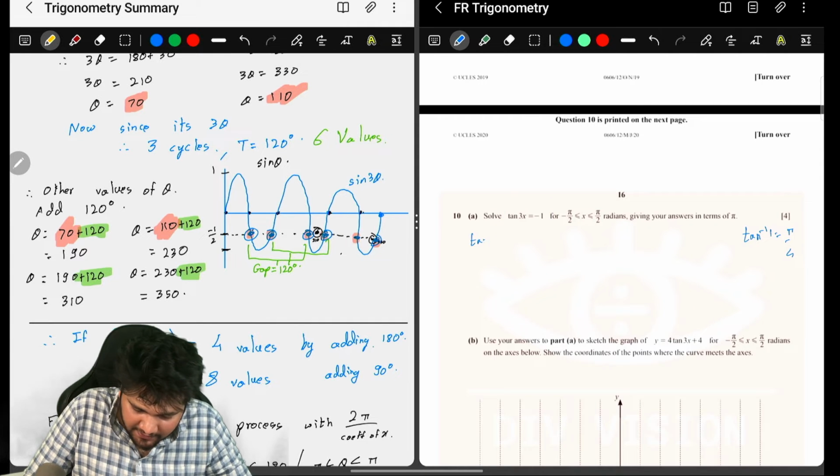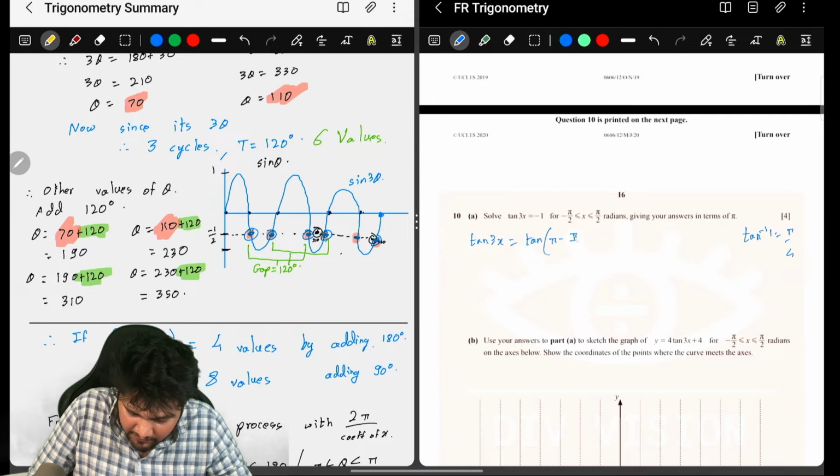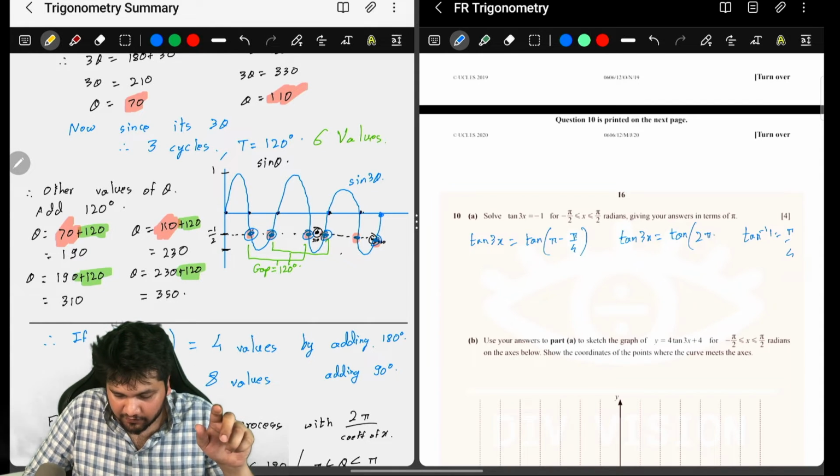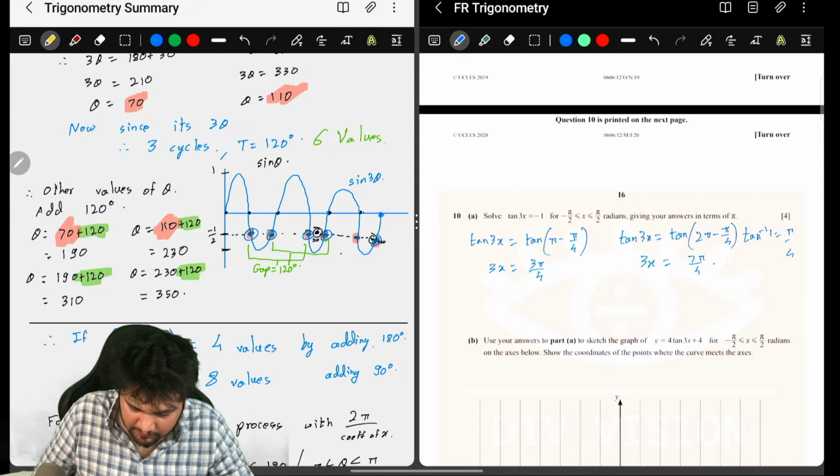Now once I take the first quadrant value, I know that it is minus 1. So we'll get tan 3x is equal to tan of, but tan is negative in the second and fourth quadrant. So it's going to be pi minus pi by 4. And also tan 3x is equal to tan of 2 pi minus pi by 4, fourth quadrant. So you'll get 3x is equal to 3 pi by 4, and here you will get 3x is equal to 7 pi by 4. Then x is equal to, you just divide, so you'll get pi by 4, and x is equal to 7 pi by 12.